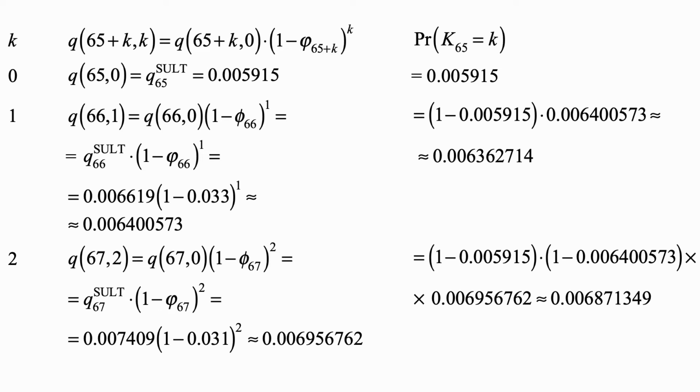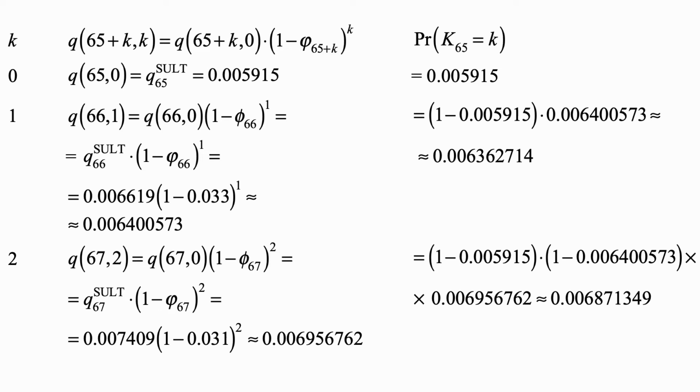And the probability that K65 is 1 is the probability of surviving the first year, so 1 minus the probability we established just above it, times the probability of dying that we just calculated, and it comes out to be about 0.006362714.